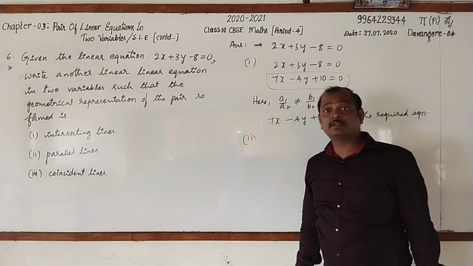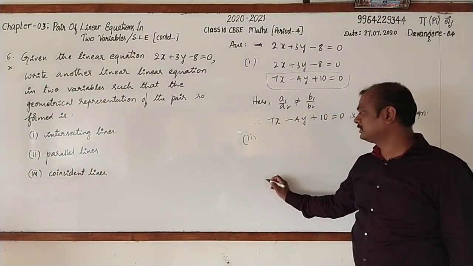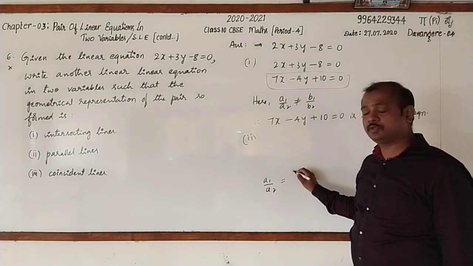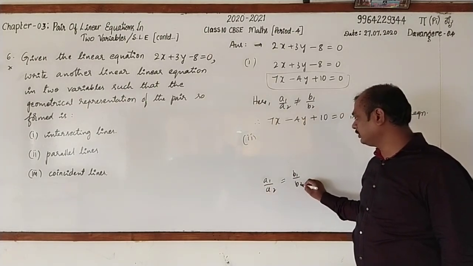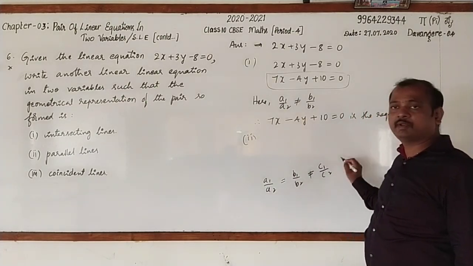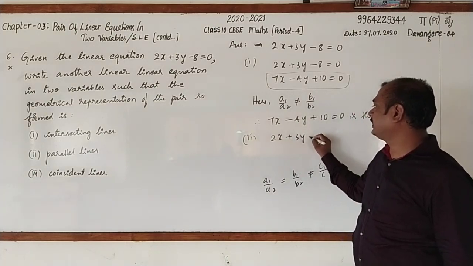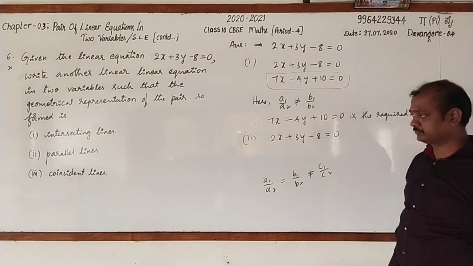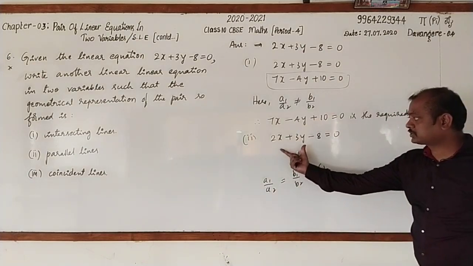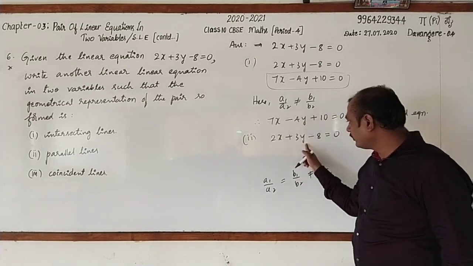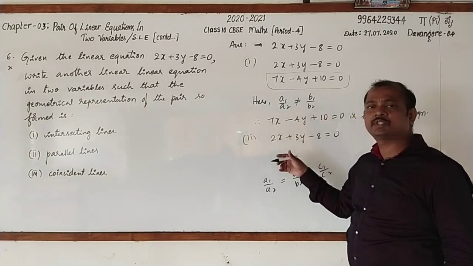Next, parallel lines. What is the condition for parallel lines? Yes, it is A1 by A2 should be equal to B1 by B2, but not equal to C1 by C2. The given equation is 2x plus 3y minus 8 equal to 0. Then the first two ratios should be equal. Hence, I'll multiply the first two terms with the same number.